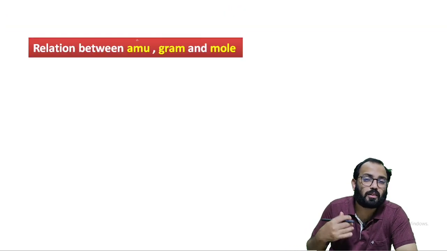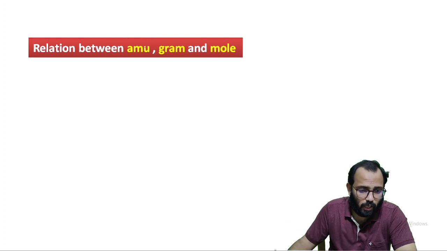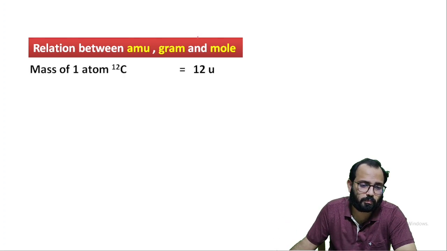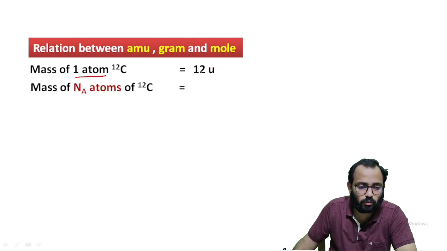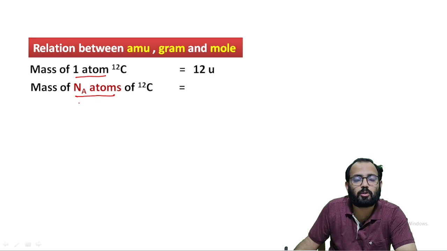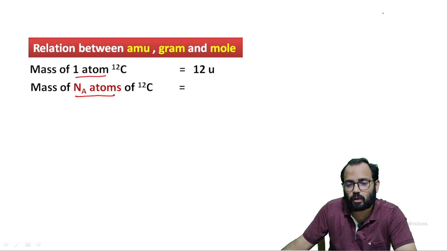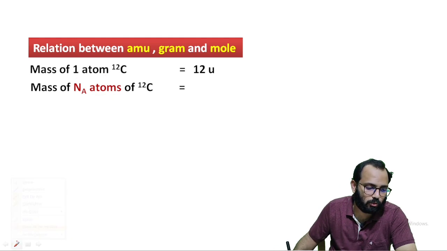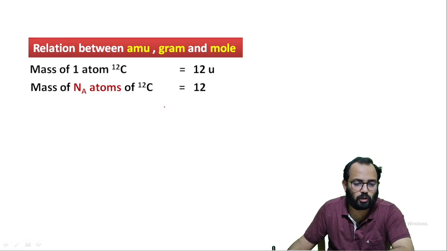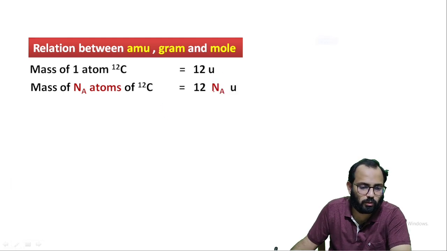Then okay, we'll be adding one more term, the relation between AMU, gram and mole. Mass of one atom of carbon 12, I know it is 12 u. Mass of 2 atoms, 2 into 12. Mass of 10 atoms, 10 into 12. So mass of Na atoms, what will be the value? Na into 12. So like that, 12 Na u.